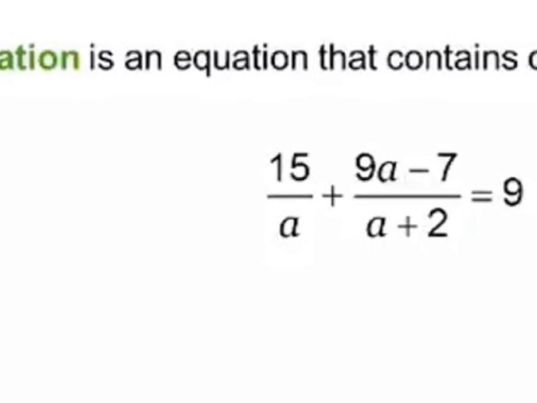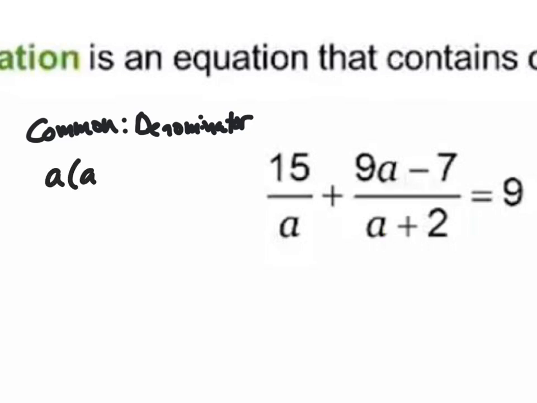And what I want to do is identify what our common denominator is. So our greatest common denominator, let me write that up here, is going to be the product of these denominators, which are A and A plus 2. So our common denominator is going to be A times A plus 2, okay? And so I'm going to multiply each of these terms by A times A plus 2, and we're going to see what happens.